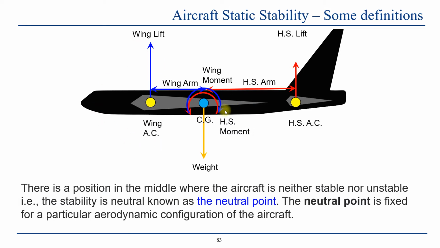There is a position in the middle where the aircraft is neither stable nor unstable. That is, the stability is neutral, and this point is known as the neutral point. The neutral point is fixed for a particular aerodynamic configuration of the aircraft. So based on the geometry file and the mass file, this is where you should be able to find the stability, the neutral point, and we will see where you can find this after you import all your files into the AVL, where you can find the value for the position of this neutral point.